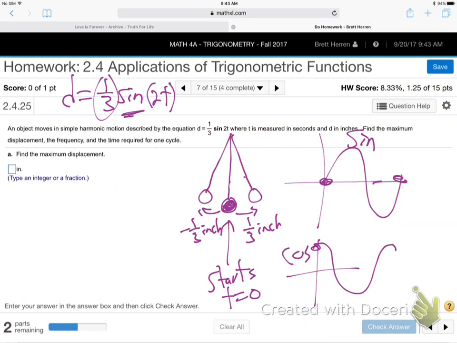So what is the maximum displacement? What's that going to be? Just a 1/3, right? Is that too easy of a question to answer? So 1/3. And then question B, what's the frequency?